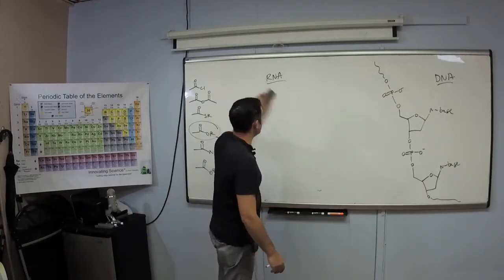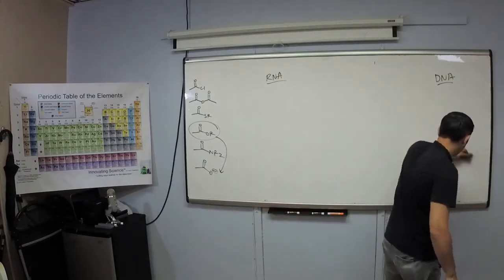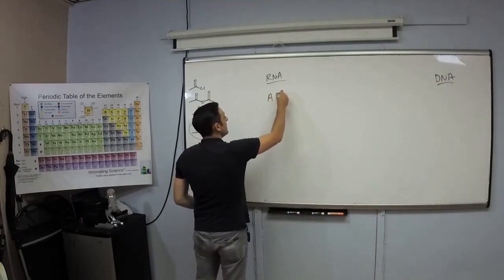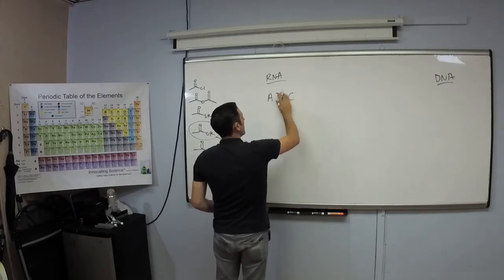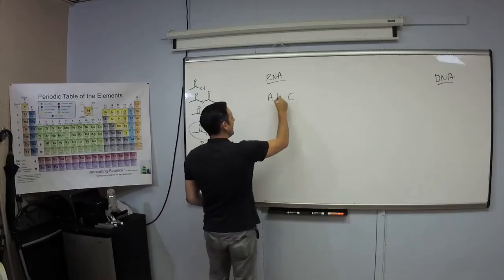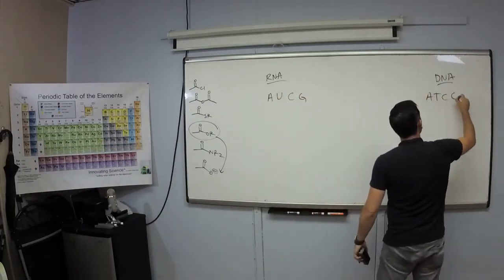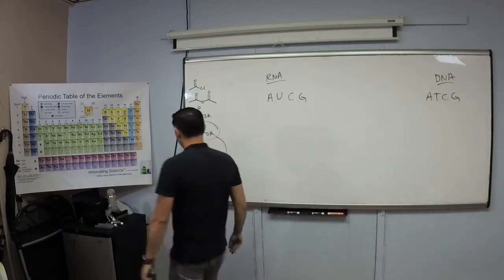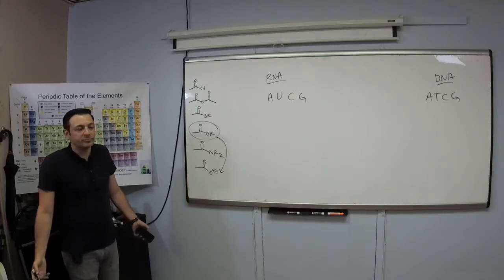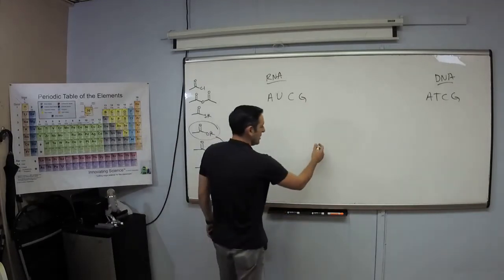What is the other difference between RNA and DNA? That RNA has A, T, C. I lied. It's Monday. A, U, C, G. And DNA has A, T, C, G. Is there a difference? Is there a reason why there's a U and a T? Here's a uracil.